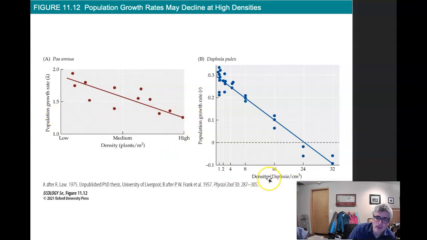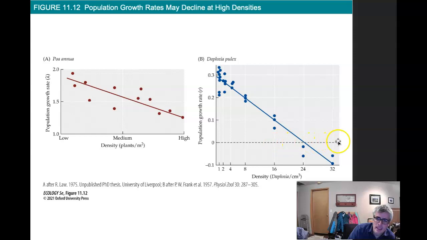This is Daphnia. They're kind of something called water fleas, I think. But they're pretty cool. Oh, it's a different P.W. Frank. Okay. Yeah, he wasn't doing 1915. Interesting.